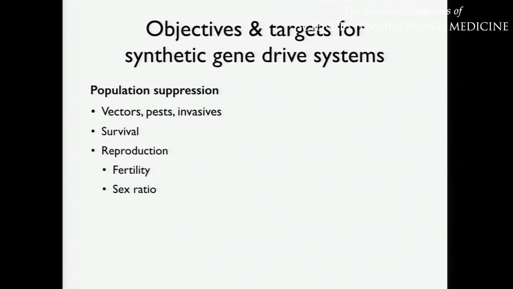Now, as has been mentioned in previous presentations here or on webinars, the strategies or objectives for using synthetic gene drive systems for controlling pest populations can be divided into two types. First of all, there's population suppression, and that could be used against vectors of diseases or agricultural pests or invasive species. There you're targeting either the survival or the reproduction of the target organism. And when we're talking about reproduction, that could be the fertility, for example, or it could be the sex ratio.